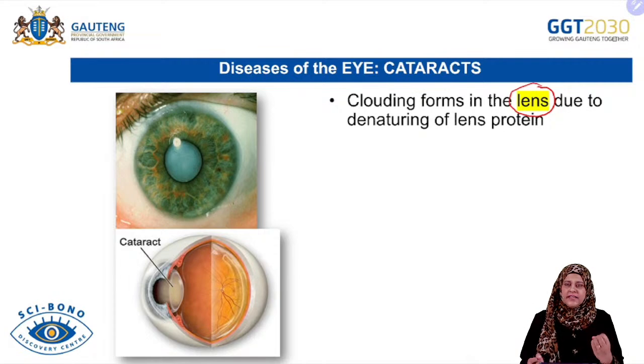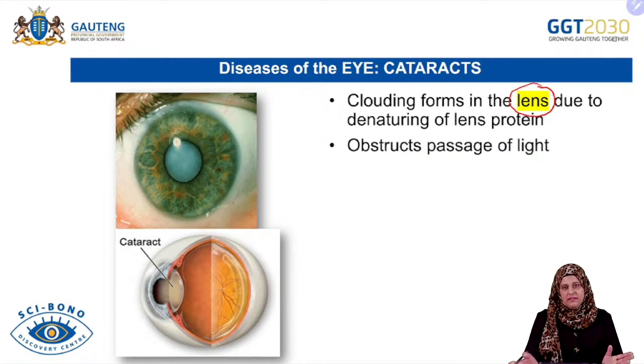They were giving all these answers, and it was marked wrong because the cataract is clouding of the lens. So please remember that, due to the denaturing of the lens protein, and this happens as we get older. So it obstructs the passage of light. Imagine something in front of your lens. Obviously, it's going to cause a blockage, right?